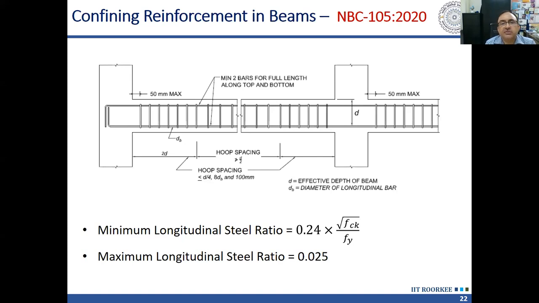Now, at which locations are we expecting yielding? The yielding we are expecting where the maximum bending moment is occurring during earthquake, and that is occurring in beams and columns both near the joint.